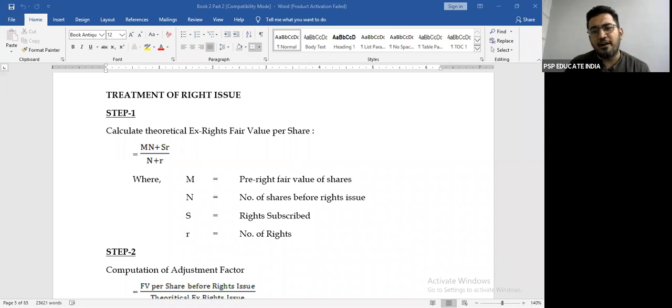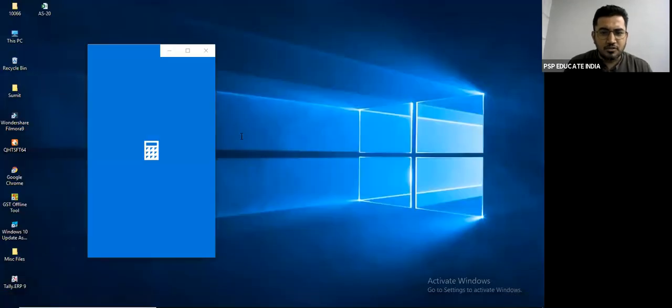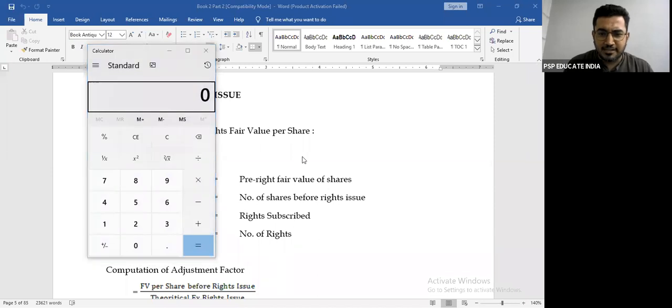Right, Raj, you have a doubt which says, what if the bonus ratio is 1:2? So do you mean one share for every two shares held? Raj, do you mean that one share for every two shares held? Okay, let's understand that also. So one share for every two shares held.